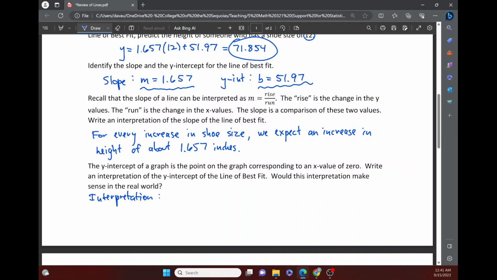If someone wears a size 0 shoe, we expect them to be about 52 inches tall.